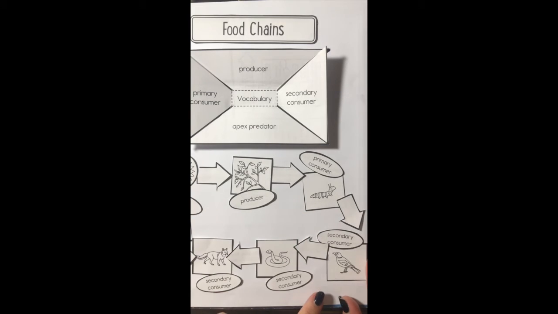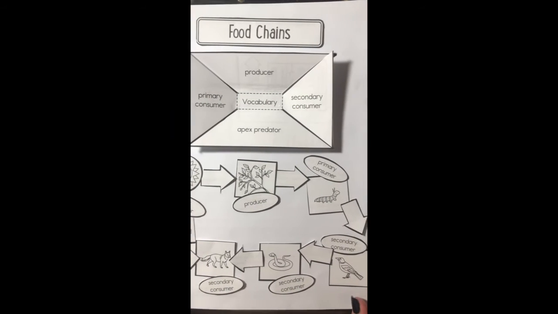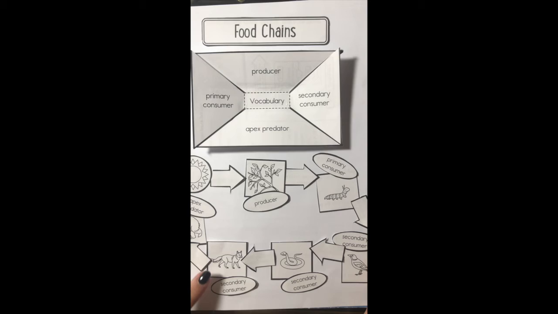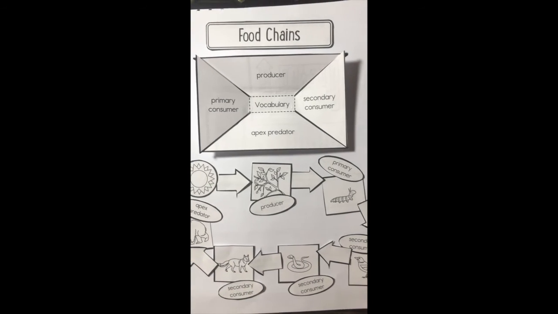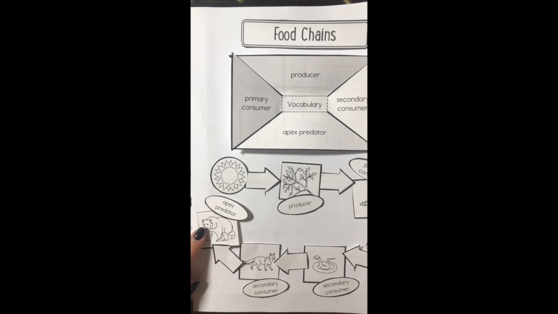Then there are actually more secondary consumers before we reach the apex predator, and they go up the food chain like this. In this example, we have a snake that eats the bird, and then a fox that eats the snake, all secondary consumers. And then finally, we have a bear, an apex predator, which nothing typically eats.